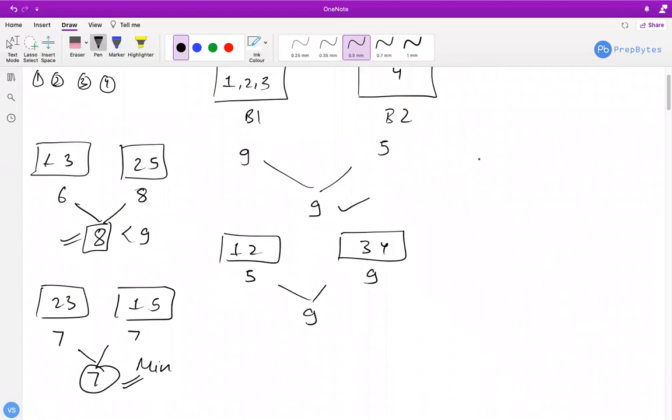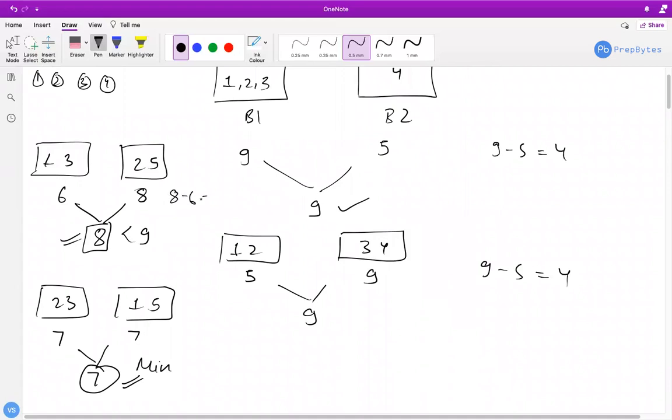The pattern which you can observe here is that 9 minus 5 is equal to 4. Here, 9 minus 5 is equal to 4. 8 minus 6 is equal to 2, which is less than this 4. And 7 minus 7 is equal to 0.